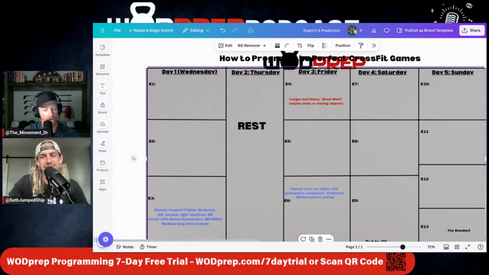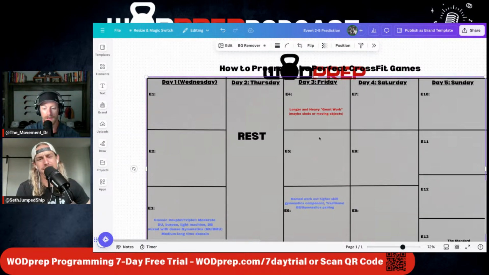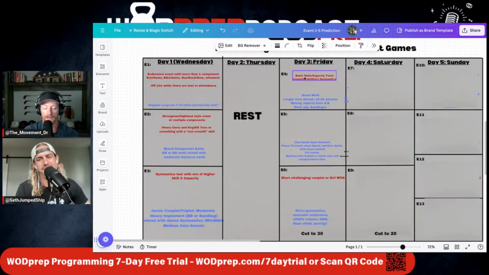Yeah, but it depends on how hard you push the bike. So that's where I'm thinking something here. So we have a grunt work, something like that. So we're back to gymnastics. I think this capacity test, like a holds test and a strict gymnastics test, could really go on Saturday as well.